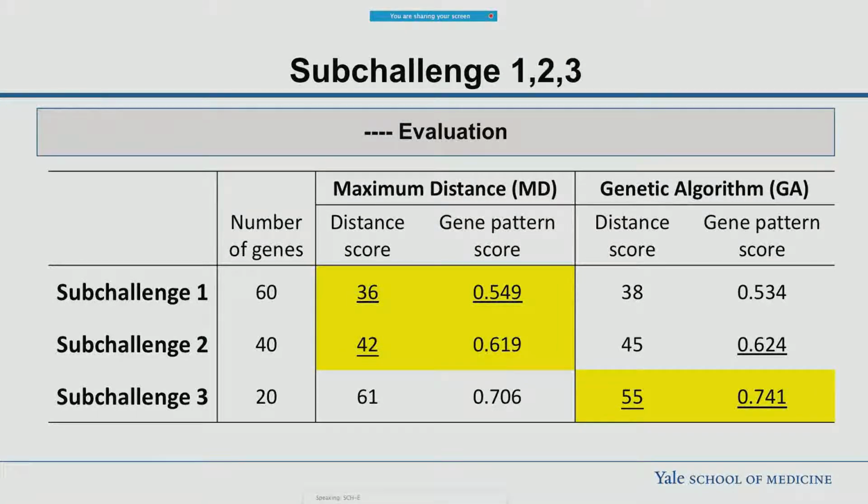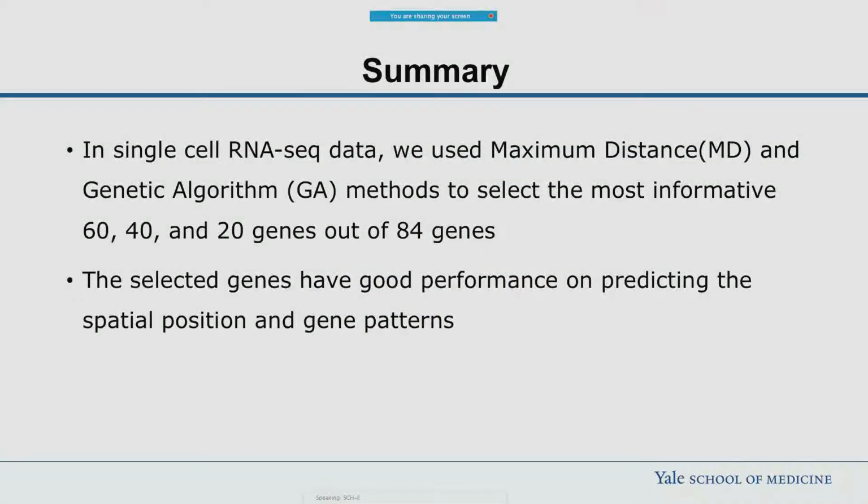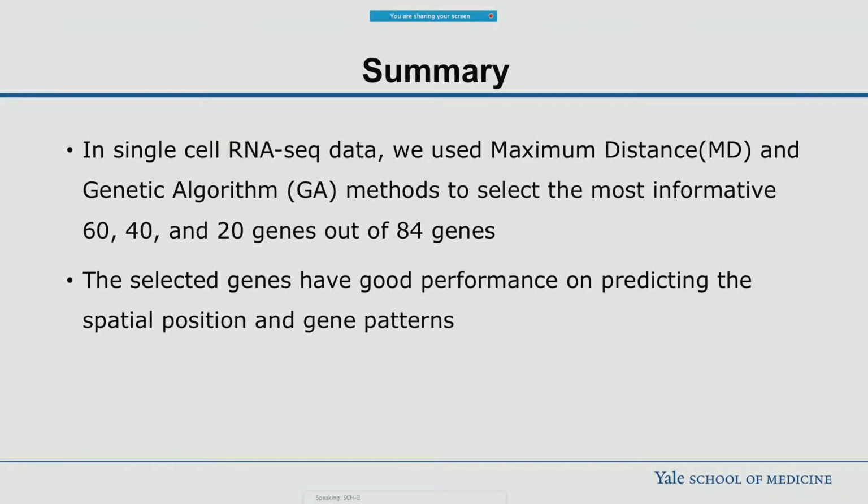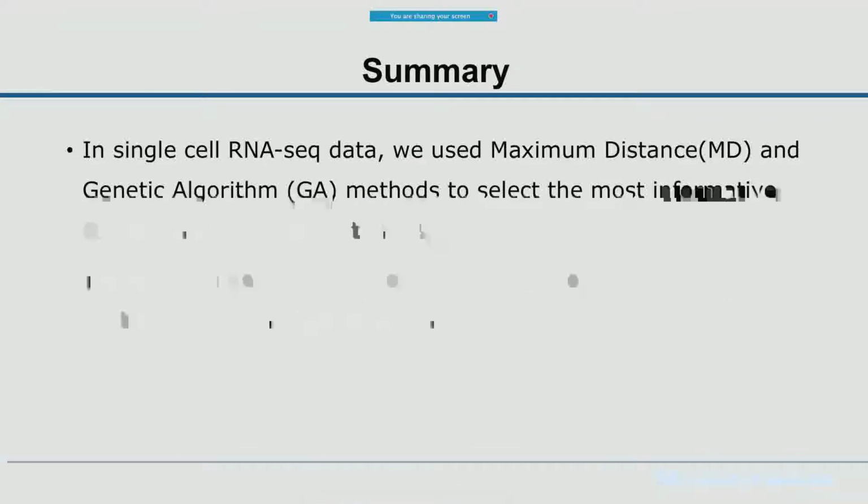For sub-challenge 3, the GA approach gets better distance score and gene pattern score in this setting. So we choose GA for the third sub-challenge to submit, and the MD approach for sub-challenge 1 and 2 to submit. So in summary, using single-cell RNA-seq data, we use two methods, maximum distance and genetic algorithm, to select the most informative 60, 40, and 20 genes. And the selected genes have good performance on predicting spatial position and gene patterns.